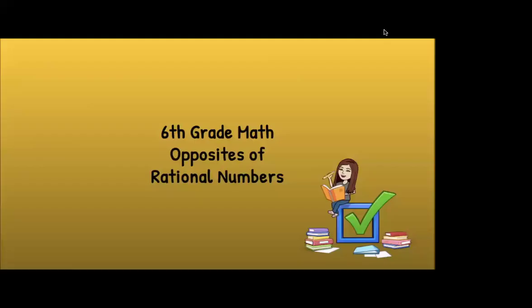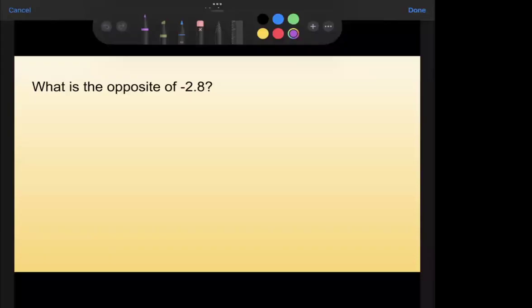And in this video, we're going to talk about the opposites of rational numbers. Okay, so if you've seen some of my previous videos on rational numbers, you know that rational numbers are positive and negative decimals and fractions. I've also done a previous video on opposites of integers. So this kind of puts those two things together when we talk about opposites of rational numbers.